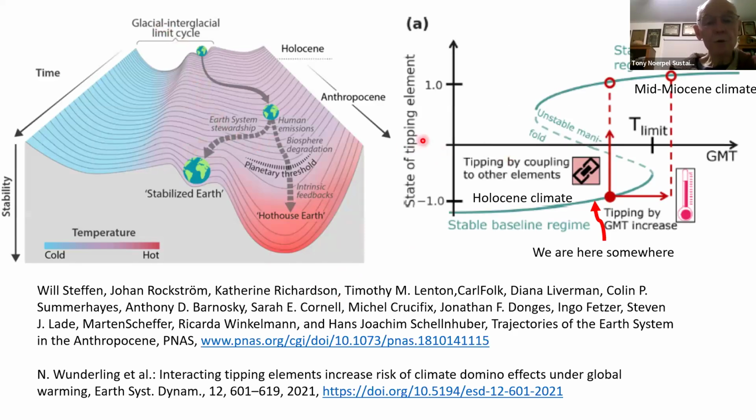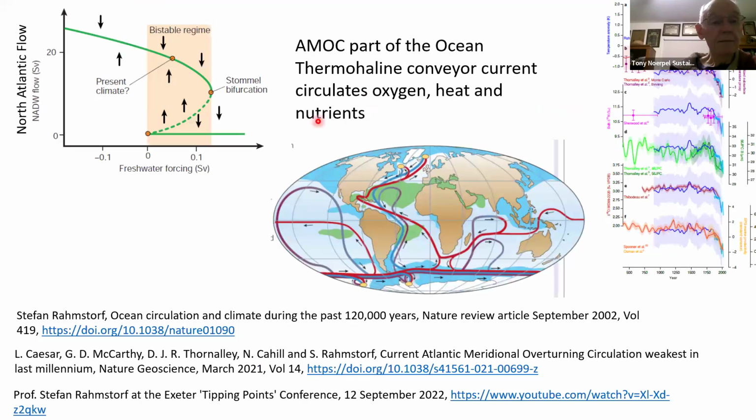So this is just more papers that talk about this, and here we are right here. What we want to do is stabilize the Earth, but we can drop down pretty quick into that hot climate. The AMOC carries nutrients around, and it's in danger of slowing down. And again, another view of the bistability of the climate.